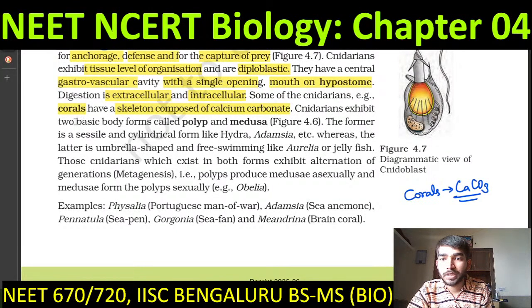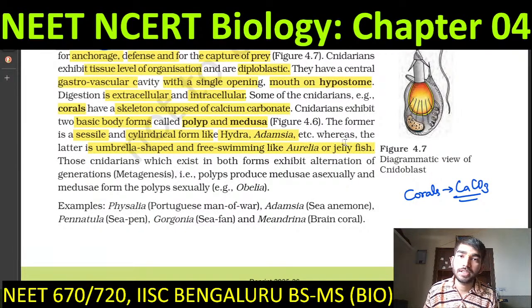Cnidarians exhibit two basic body forms called polyp and medusa. The former is a sessile, meaning not moving, cylindrical form like Hydra, Adamsia, whereas the latter is umbrella shaped and free swimming like Aurelia or jellyfish. Jellyfish is the common name, but Aurelia is the scientific name of the organism that we see with stinging tentacles and glowing sometimes. That property is called bioluminescence, just for your information.